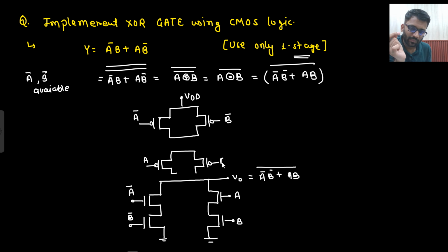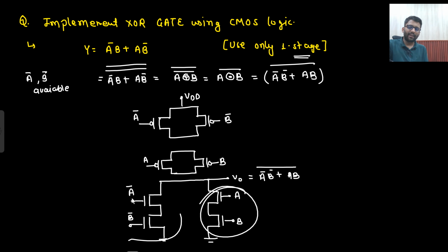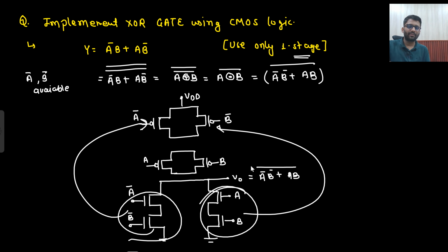So they are also in parallel. What did you see then? This configuration and this configuration. This configuration is represented by this. This configuration is represented by this. Both are in parallel. That means they will be in series.